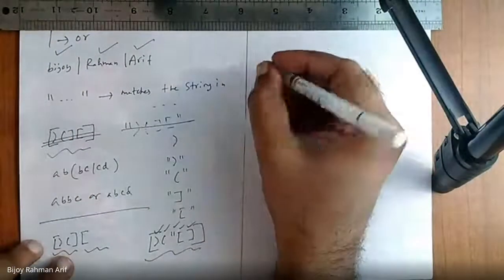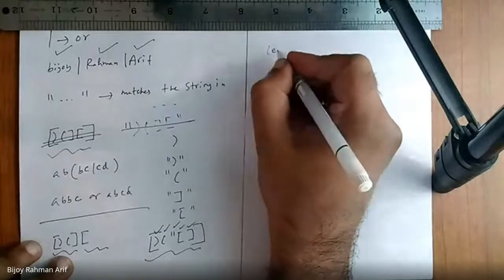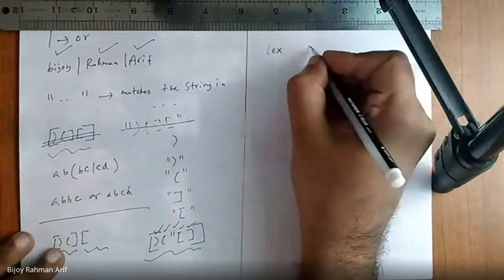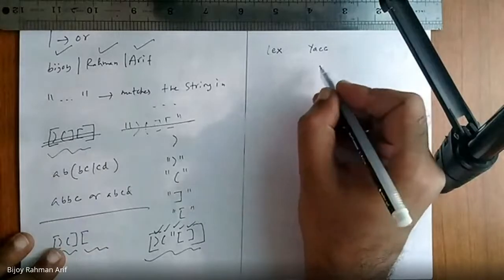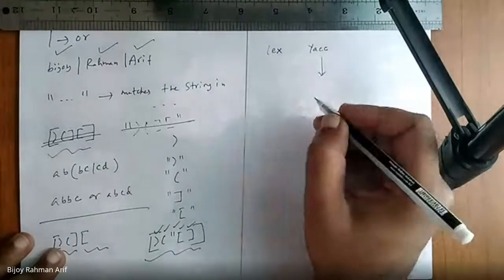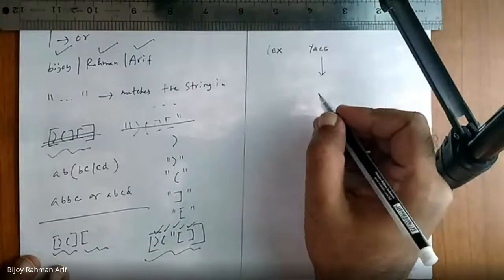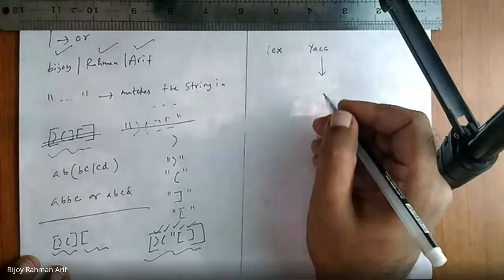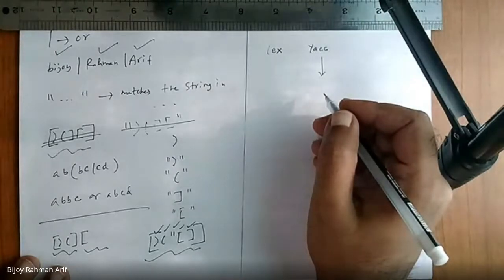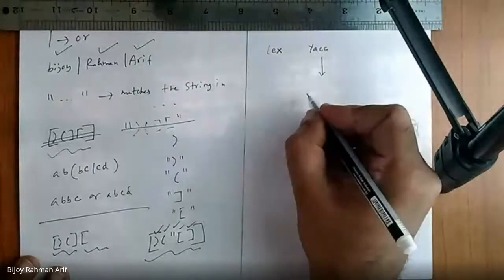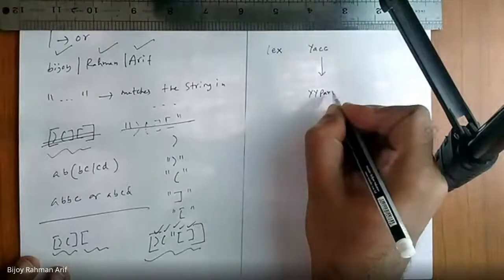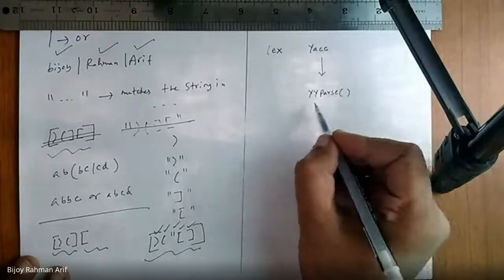Okay, so remember, we have two parts. One is for Lex, and another is Yacc. Remember, Yacc is producing one buffer. What is the name of that buffer? Do you know the name? Anybody know the name? The name of the Yacc buffer is called yyparse. So whatever the output, it is generated by yyparse.